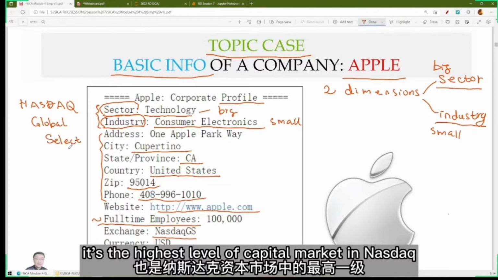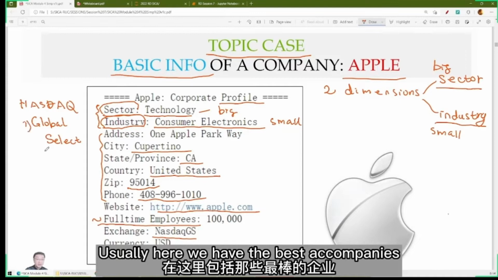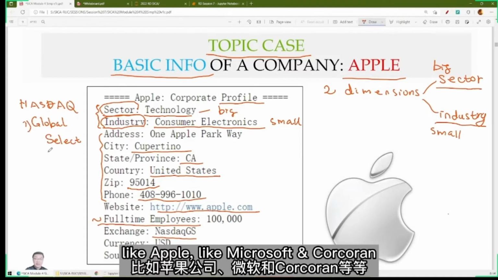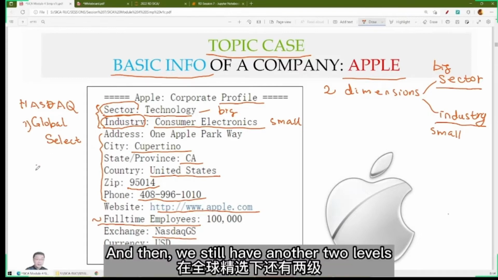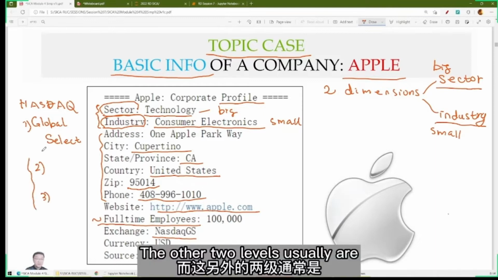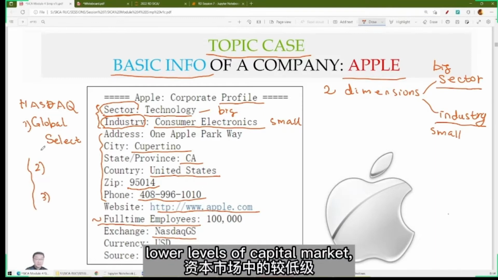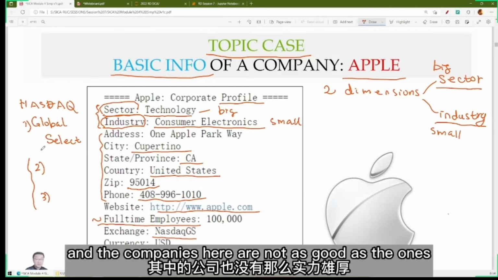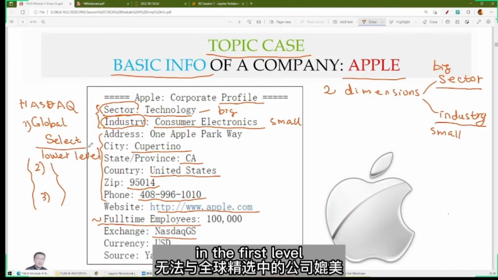It's the highest level of capital market in Nasdaq. Usually here we have the best companies like Apple, Microsoft, Qualcomm, and then we still have another two levels. Usually they are lower levels of capital market, and the companies here are not as good as the ones in the first level.